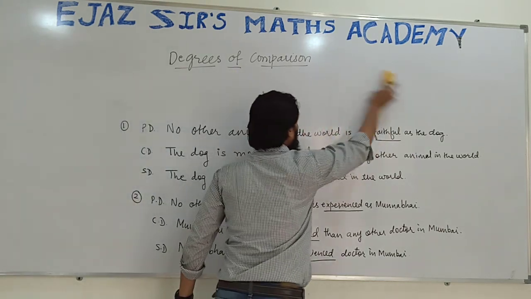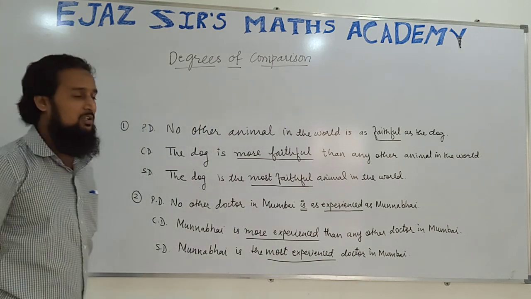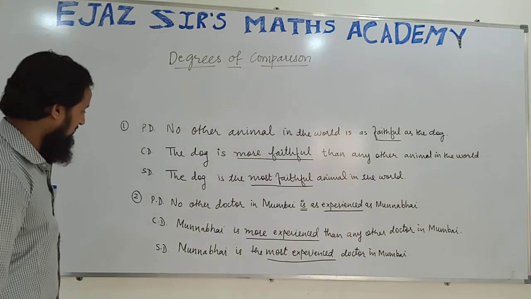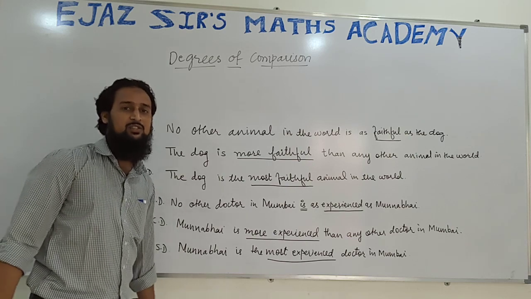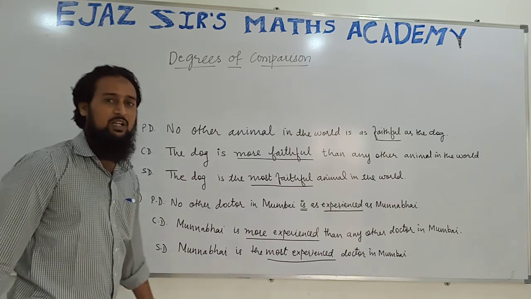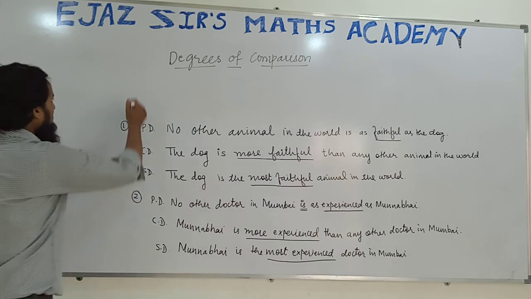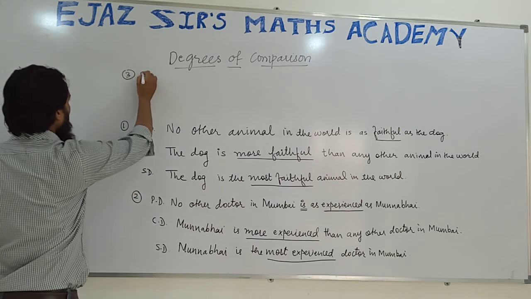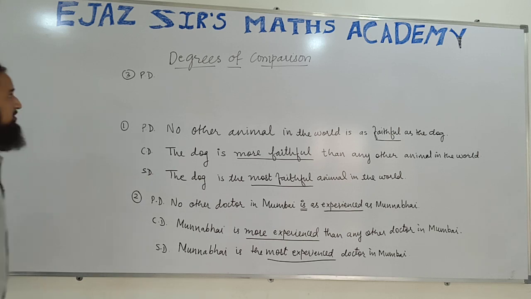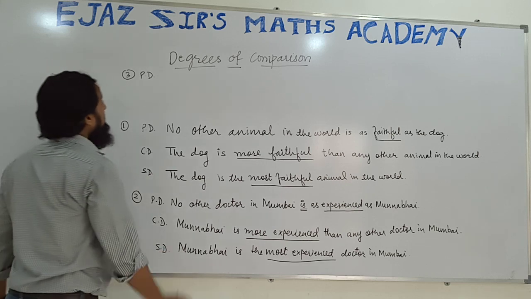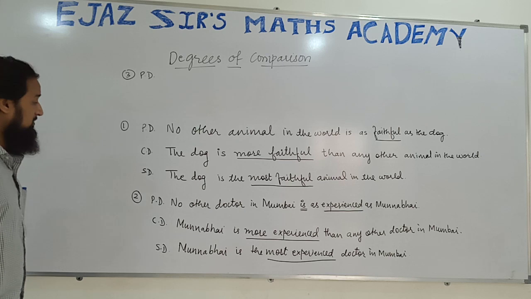Actually, such types of sentences should be done in a live class, because I can give you the questions and ask you one by one. You can tell me the answers. I can ask all students to give the answers. But we are locked up in lockdown. So, positive degree.